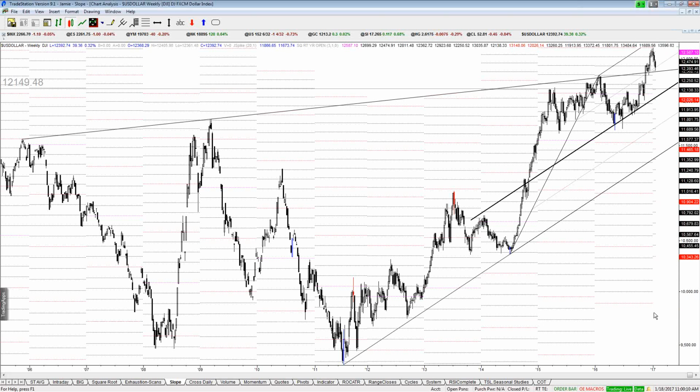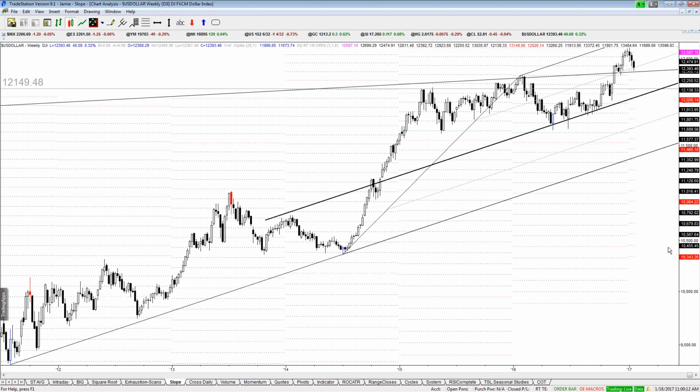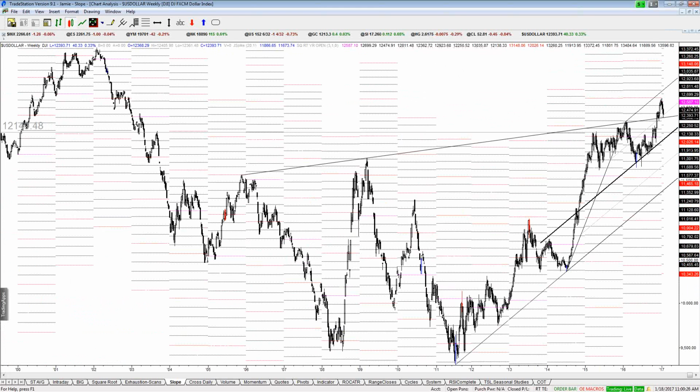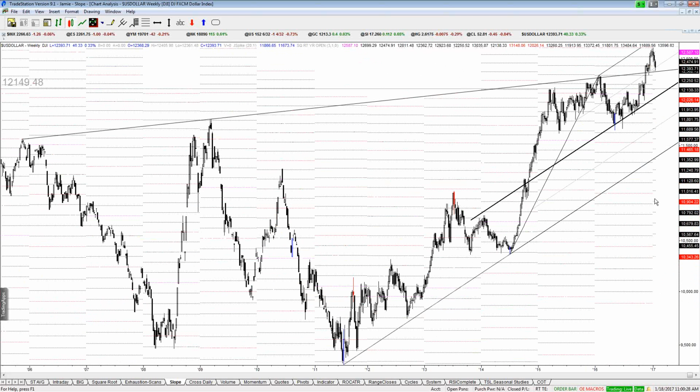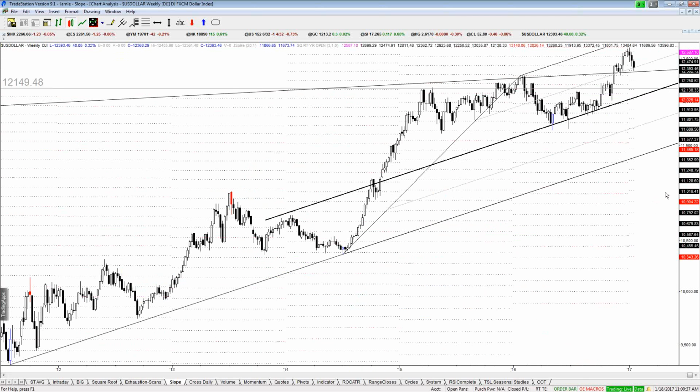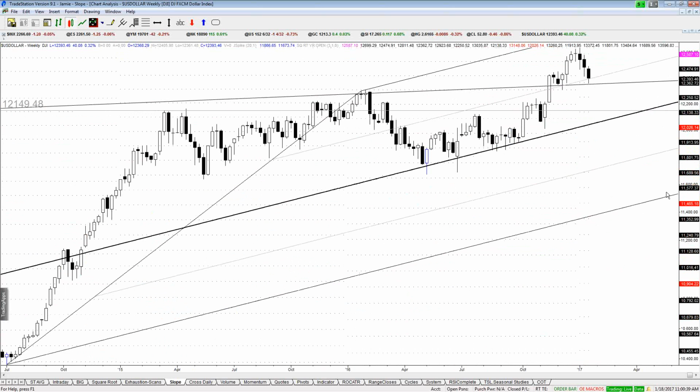Okay, so we will run through the first thing I want to go through, which is actually the FXCM Dow Jones dollar index. I have us at a pretty big spot here as far as the test for support. You could actually go, I guess, a wee bit lower, right?